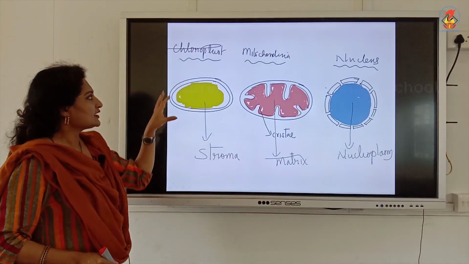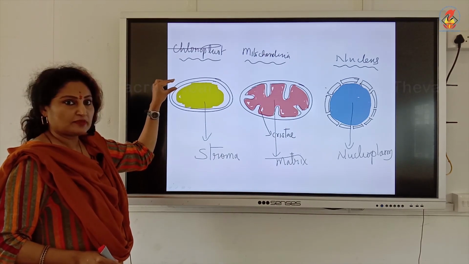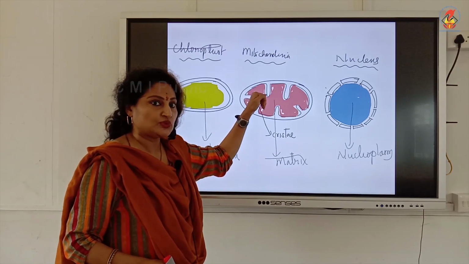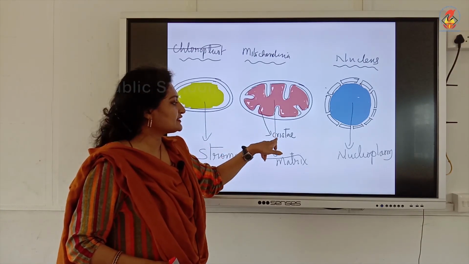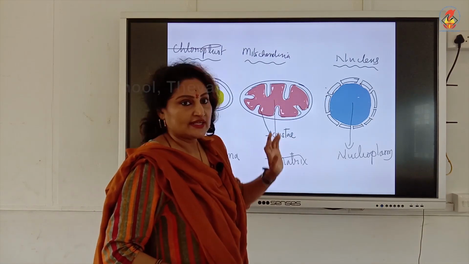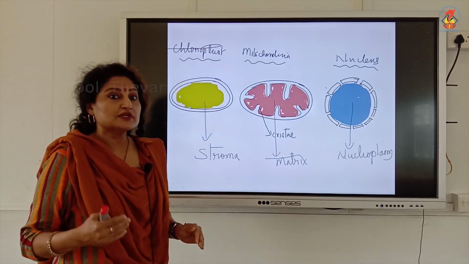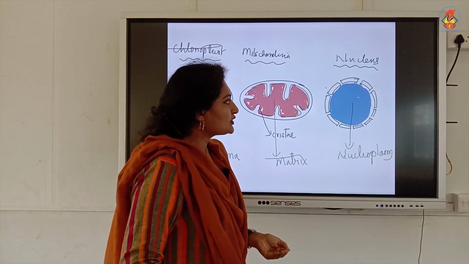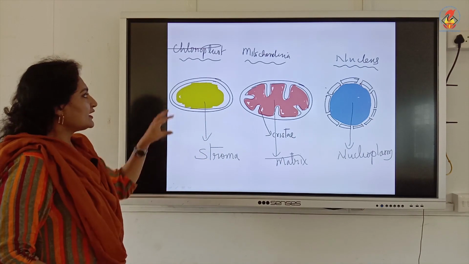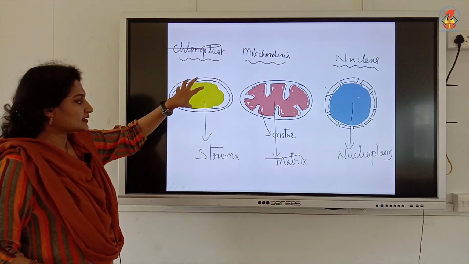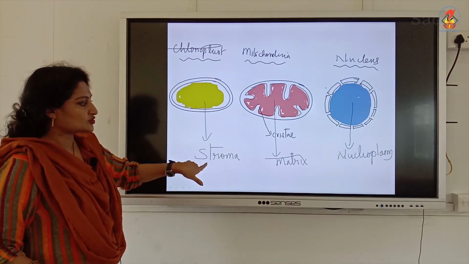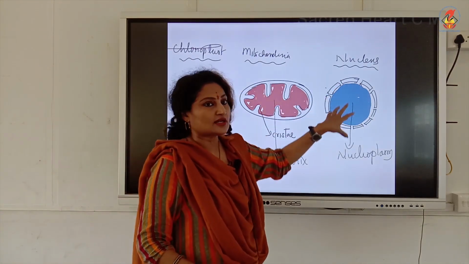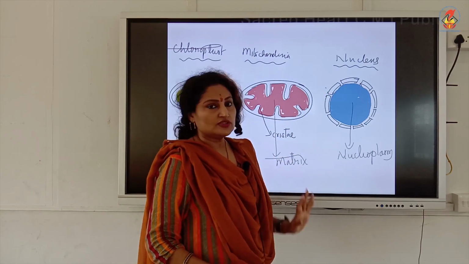Then next, look at the outer membrane and the inner membrane. In the chloroplast, both are smooth. Whereas in mitochondria, the outer membrane is smooth, whereas the inner membrane is thrown into infoldings, and these infoldings are called cristae. Now in the nucleus, the outer and inner membrane are interrupted by pores called nuclear pores, which are formed by the fusion of the outer nuclear membrane and the inner nuclear membrane. Now the inner compartment in the chloroplast is called stroma, whereas the inner compartment in mitochondria is called matrix, whereas the inner compartment in the nucleus is called the nucleoplasm.